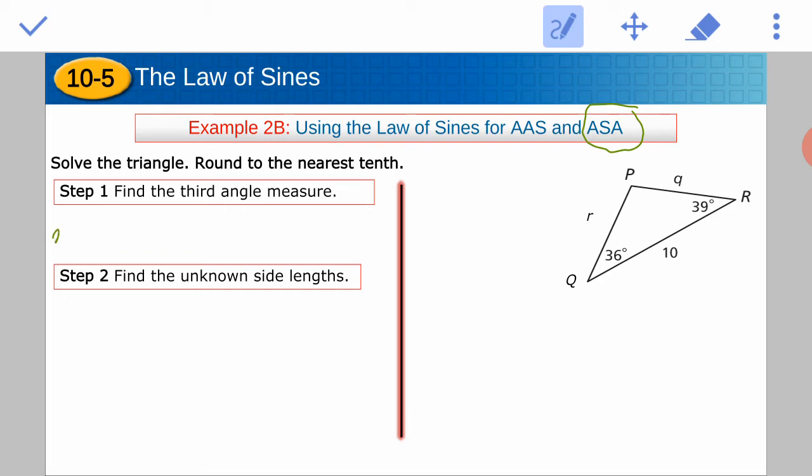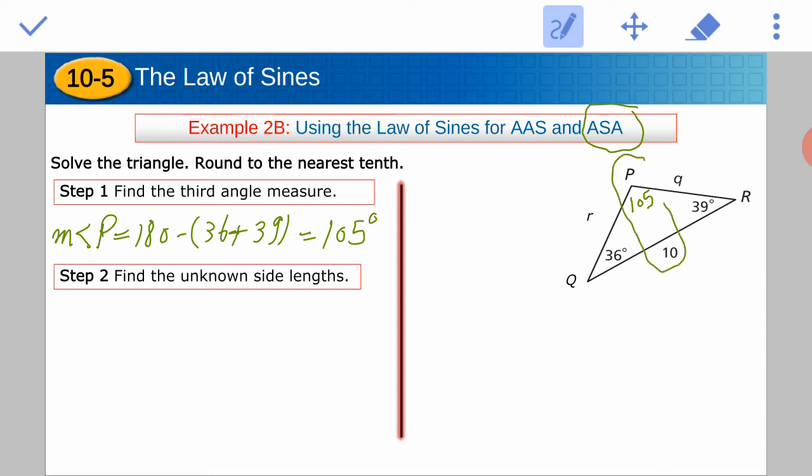So measure of angle P is equal to 180 minus the sum of 36 plus 39. If you put all of that in the calculator guys, you will have the measure of angle P. It's going to be 105 degrees. Now guys, I can put this information on my diagram. It's 105. Guys, I can say this ratio is gonna be the key ratio.